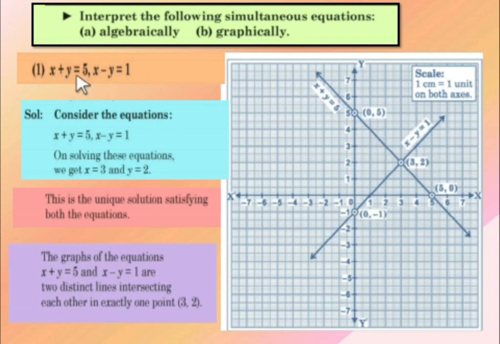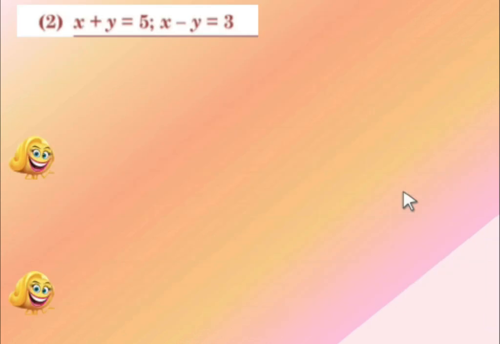Equation number 1, the first line. Equation number 2, you are drawing the second line. You get this point of intersection. This is the solution of the simultaneous linear equations. This is the interpretation or understanding of mathematics in this exercise.